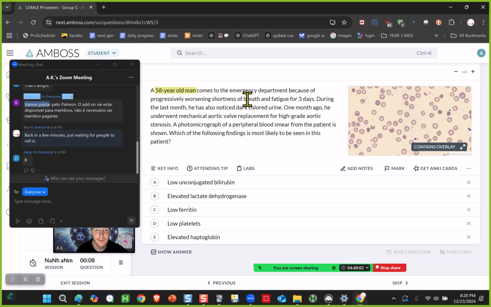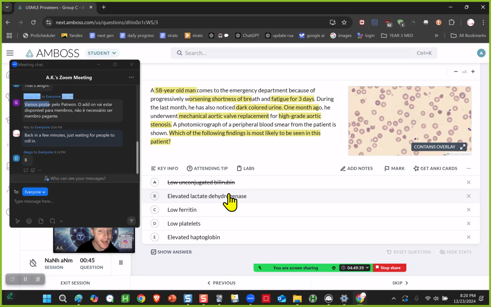58-year-old man, emergency department because of progressively worsening shortness of breath and fatigue for the last 3 days. During the past month, he's noticed dark-colored urine. 1 month ago, he underwent mechanical aortic valve replacement for high-grade aortic stenosis. So you would expect schistocytes, right? Because this is probably MAHA. Do you guys know MAHA? This is when you get a bunch of red blood cells that are cut up. So would you have low unconjugated bilirubin? No, because it would be unconjugated if you had a valve that was chopping up a bunch of red blood cells, because this is pre-renal.